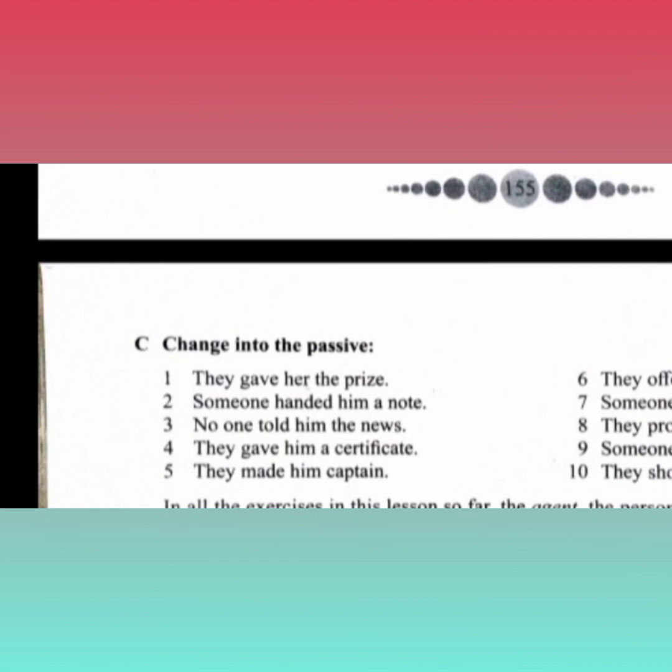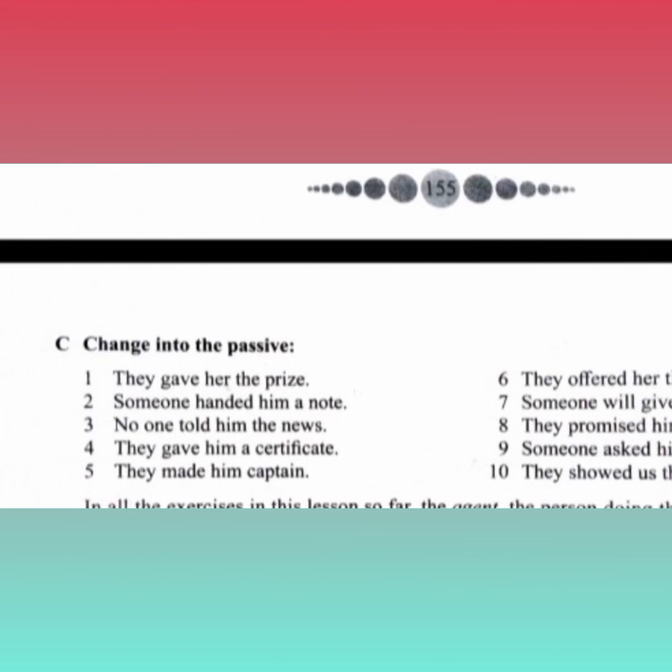So now we have to do the next exercise, exercise C, change into passive. First one is "they gave her the prize." Here also two objects are there, her and the prize. So we can write in any two ways. So I am saying "she was given the prize."